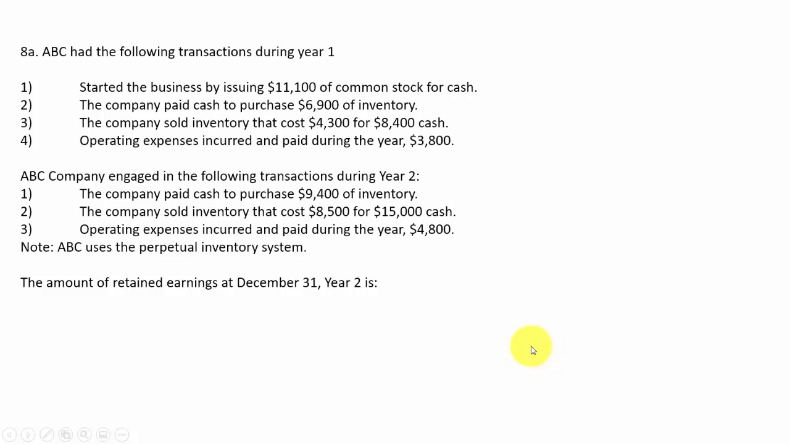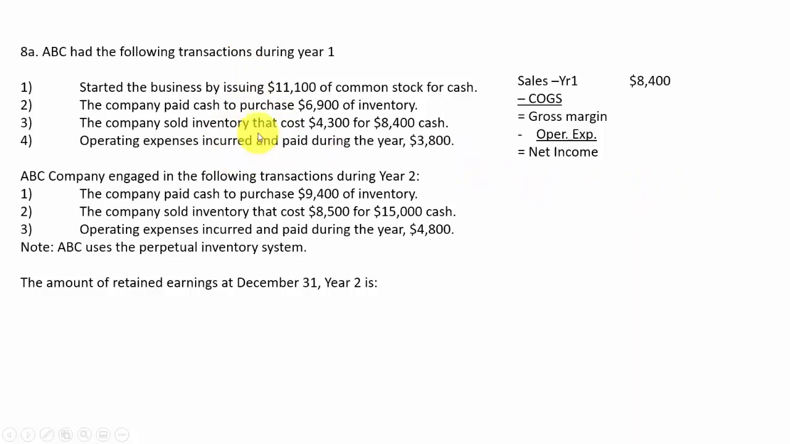Next one. They want to know the amount of retained earnings at the end of December 31st, year 2. Well, what we're going to have to do is figure out what happened in year 1 and get a balance for retained earnings, and then what happened in year 2, and combine year 1's retained earnings ending balance with what happened in year 2 to get the ending retained earnings balance. So let's do all that. So here's a little sales grid income statement format for year 1, and we'll plug in what was relevant for year 1.